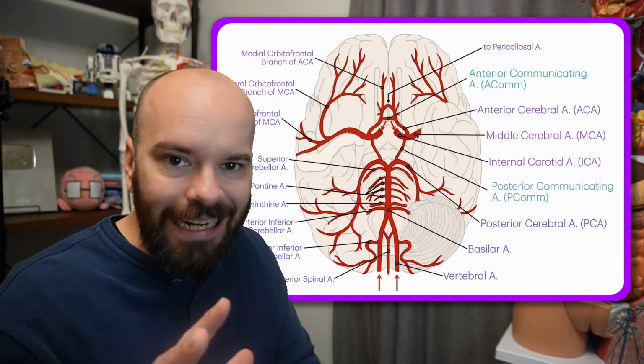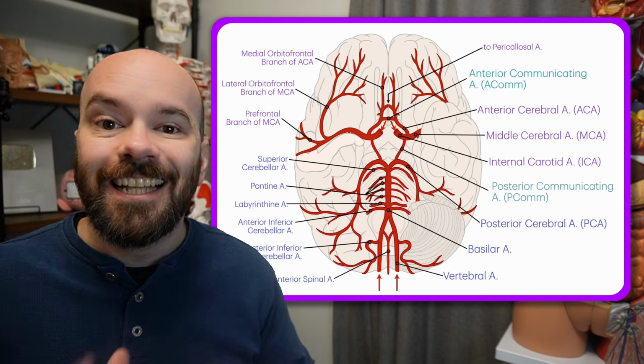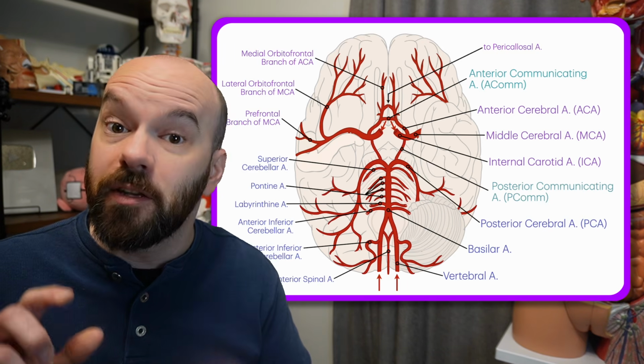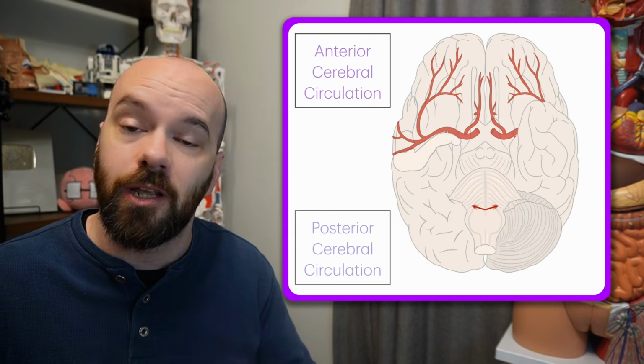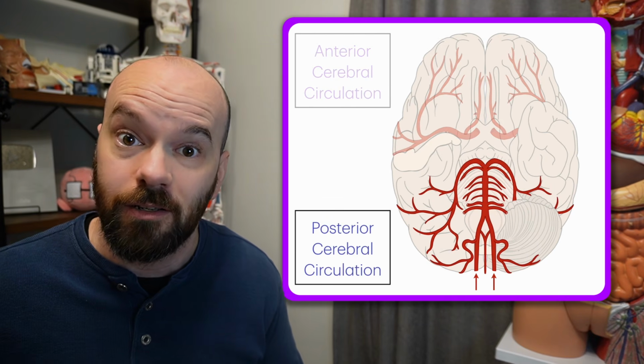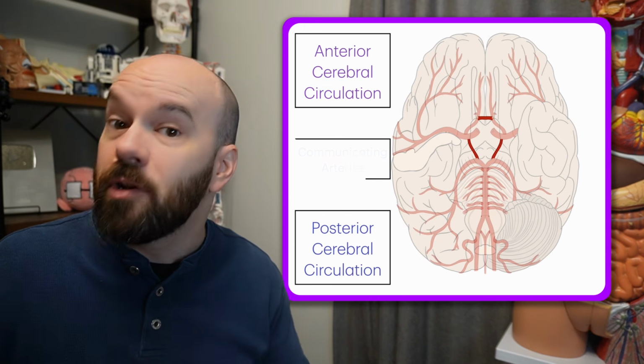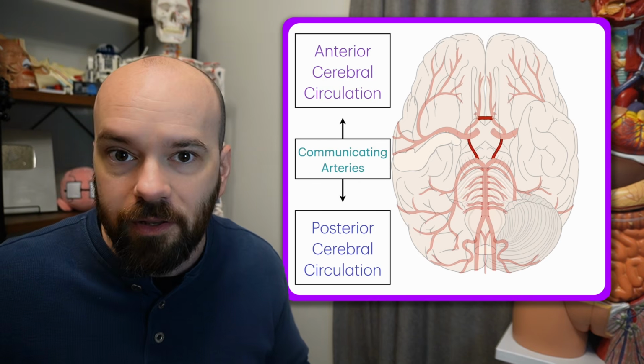If you're learning cerebral circulation, what you should not do is blindly memorize a diagram like this. Instead, you need to understand the big picture, that this is really two circulation systems, an anterior cerebral circulation and a posterior cerebral circulation, with a few backup arteries that communicate between these systems, which forms the circle of Willis.